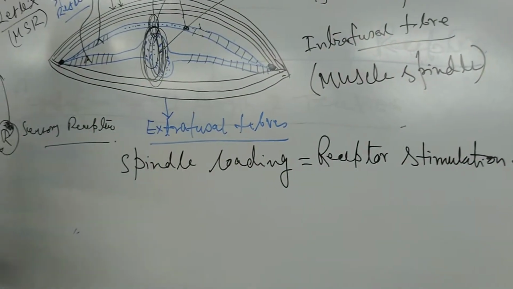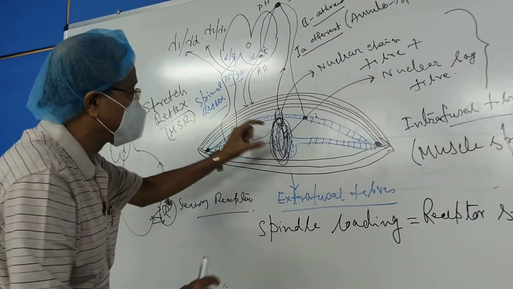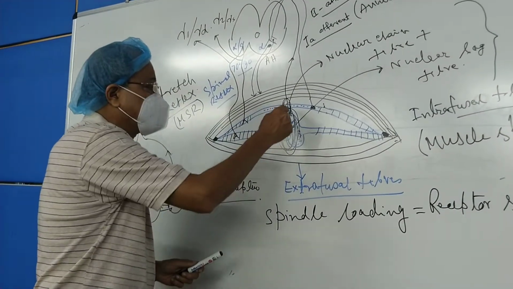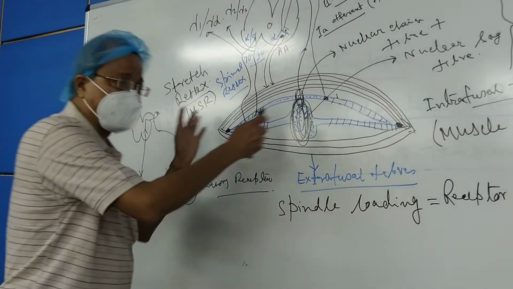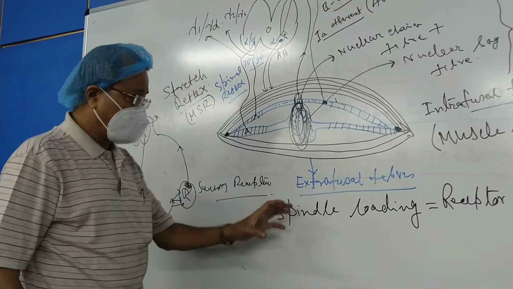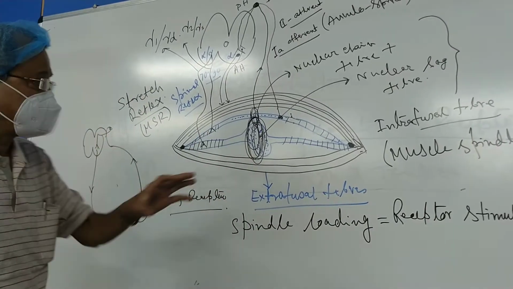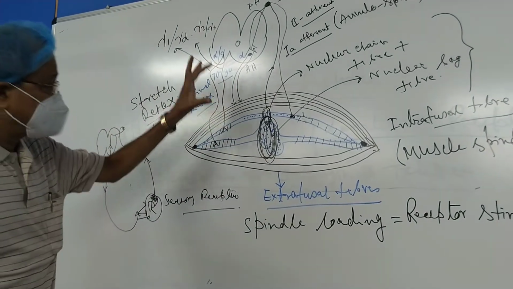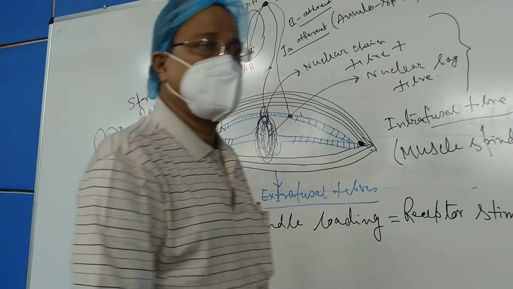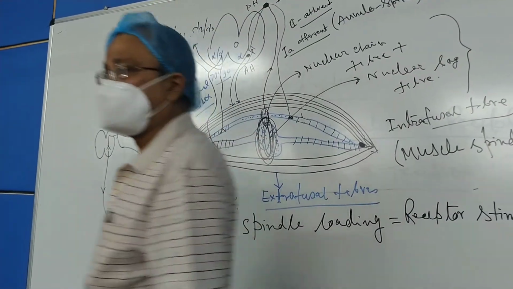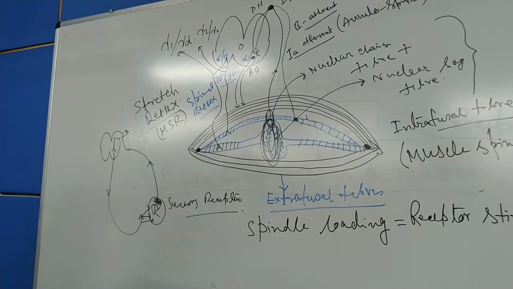Now what is the stimulus which acts over here? That is a stretching of the central portion of the muscle spindle. This is the central portion of both the nuclear chain fiber and the bag fiber. Whenever they are stretched, they respond by contraction. So spindle loading means receptor stimulation, or more precisely stretching of the central or equatorial portion of the intrafusal fibers. Now let us see how the spindle loading takes place.